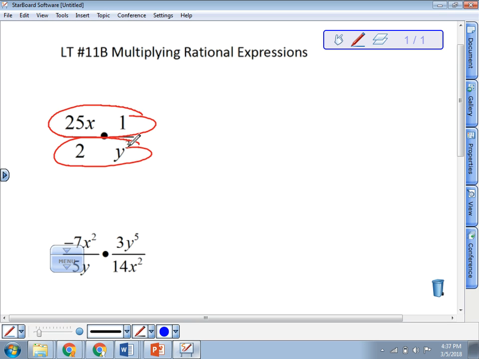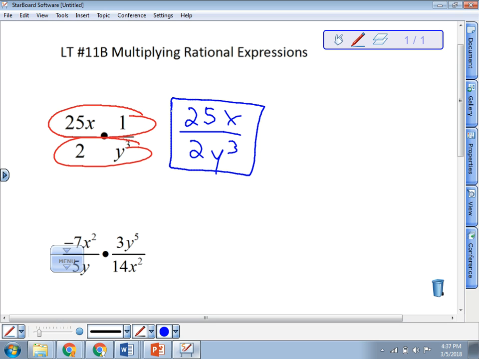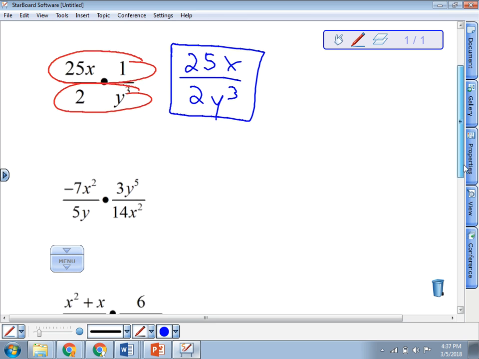So when I do the numerator, 25x times 1 is just 25x. And then 2 times y to the third is just 2y to the third. Now you want to check, does anything cancel out? In this case, nothing does reduce or factor out. I just want to show you guys that example. Remember that when you multiply fractions, it's just numerator times numerator, denominator times denominator. You don't need a least common denominator or a common denominator in general.